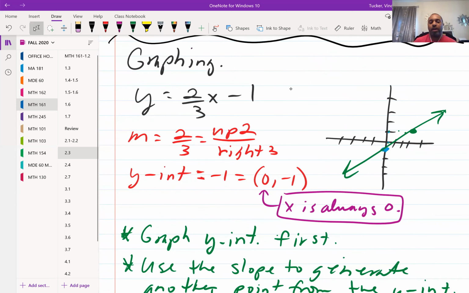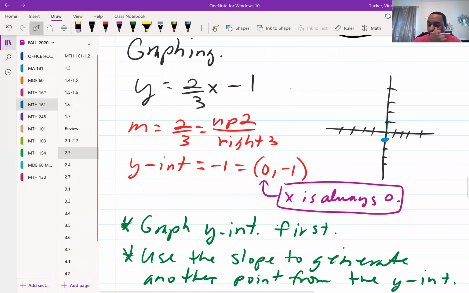All right, so looking at graphing. Say we want to graph y equals 2/3 x minus 1. We already mentioned that if I have a positive 2 over positive 3, that means I would go up 2, right 3. And if that -1 is a y-intercept, we remember we talked about intercepts already. That means x is always 0. The coordinate of your y-intercept is going to be 0 and that number. So in this case, it's (0, -1).